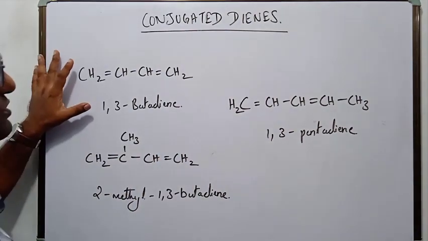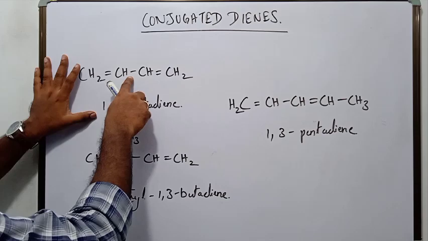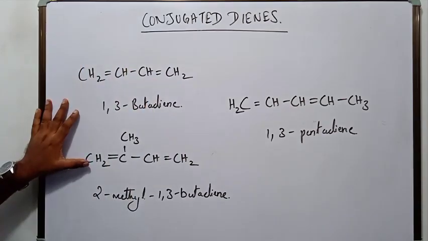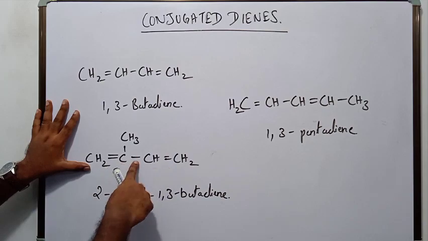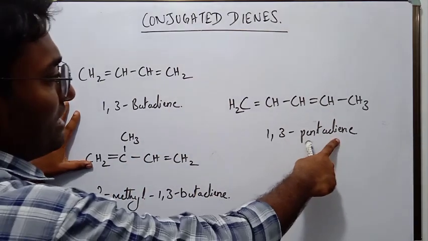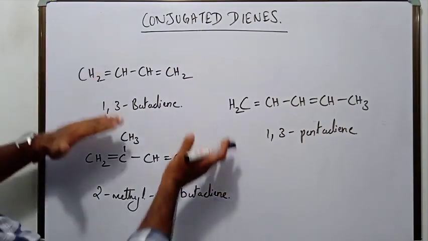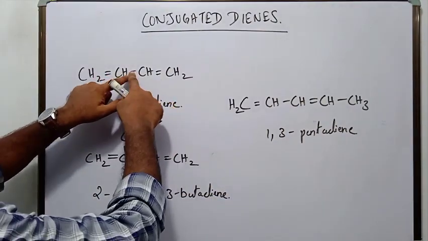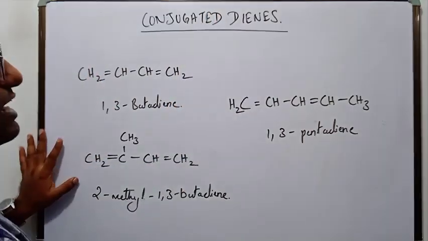An example of conjugated dienes is 1,3-butadiene. You can see two are separated by one. 2-methyl-1,3-butadiene. Here also two are separated by one. 1,3-pentadiene. Two are separated by one. So alkadienes in which two double bonds are separated by one single bond are referred to as conjugated dienes.